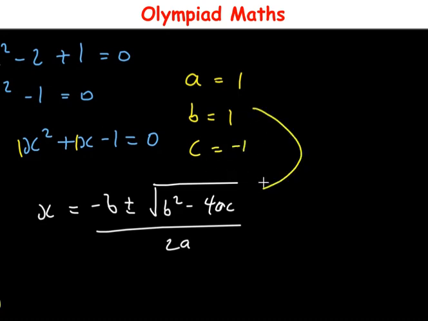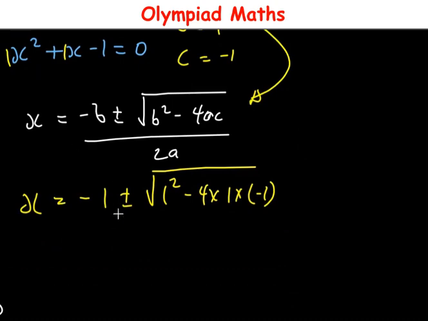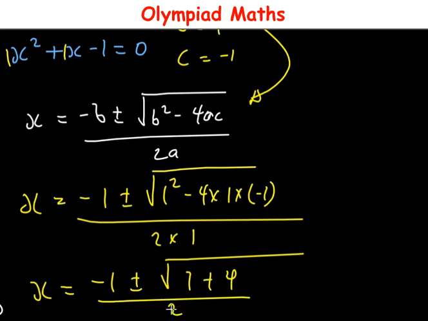And putting these values into the formula, the solution for x is then equal to minus b, which is 1, plus or minus square root of b squared, 1 squared, minus 4 times a, which is 1, times c, which is minus 1. All of this is being divided by 2 times a, which is 1. So x is then equal to minus 1 plus or minus square root of 1 squared, which is 1, then minus 4 times 1 times minus 1, that is plus 4, then all over 2 times 1, which is 2.